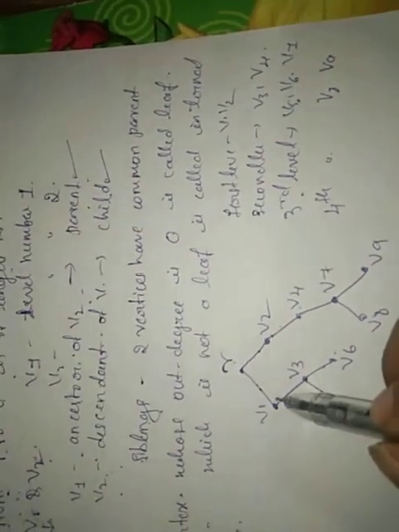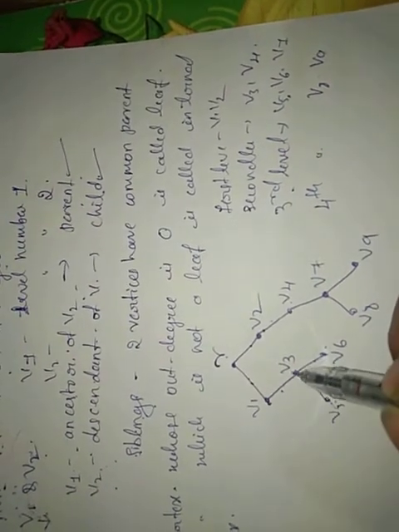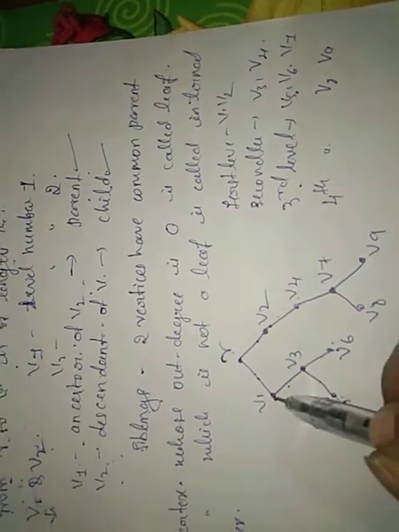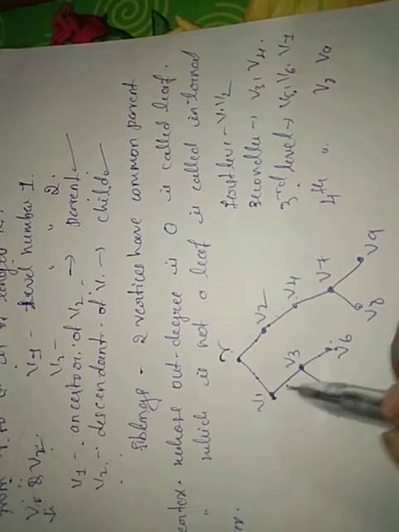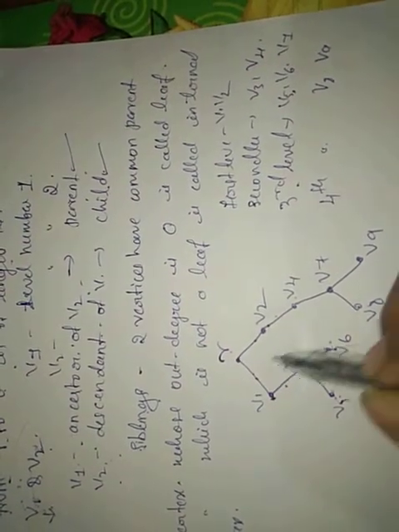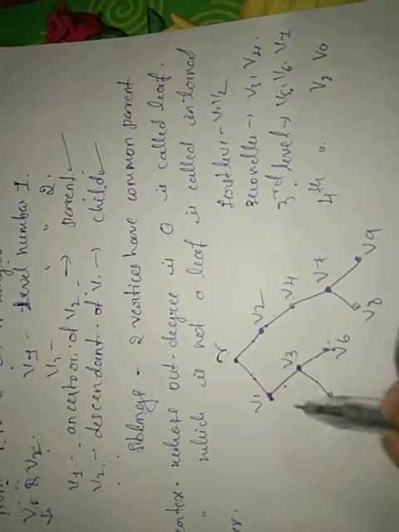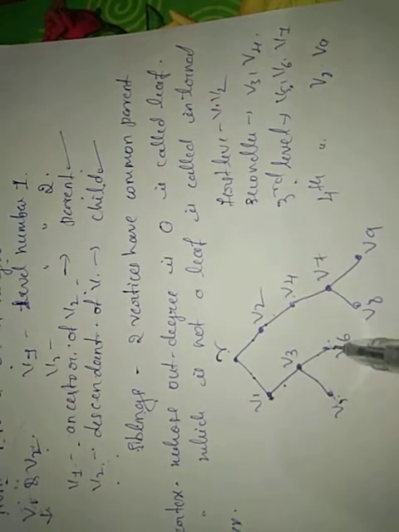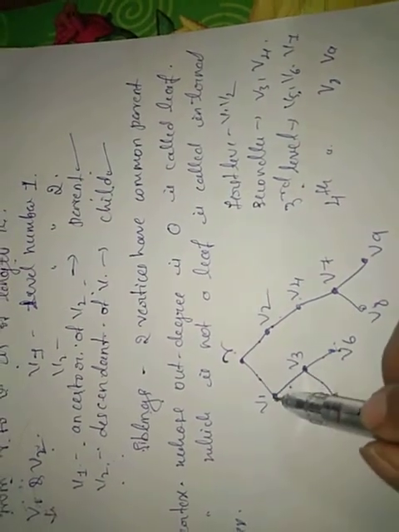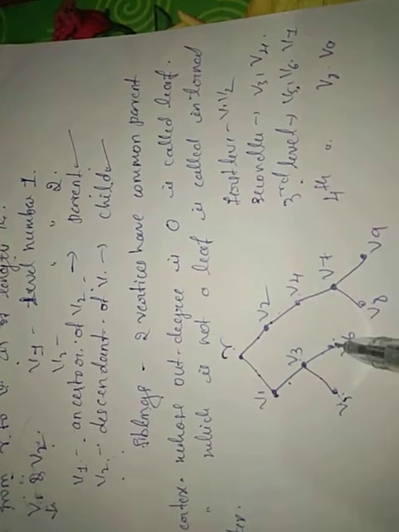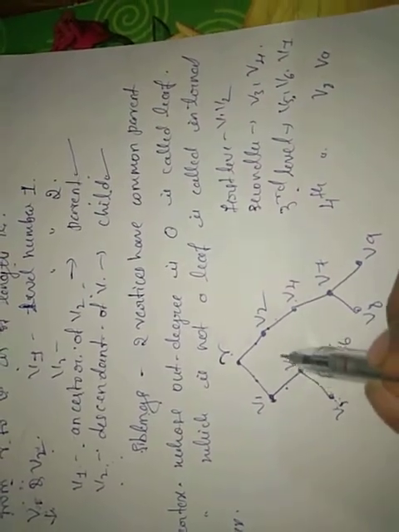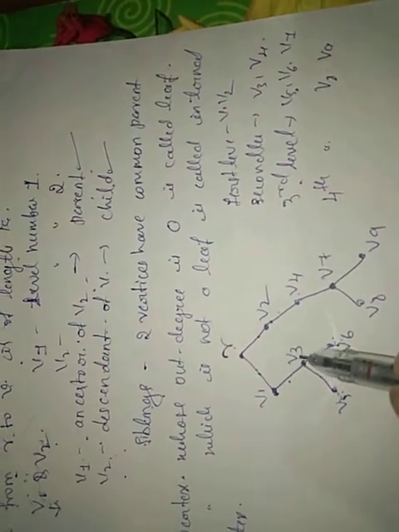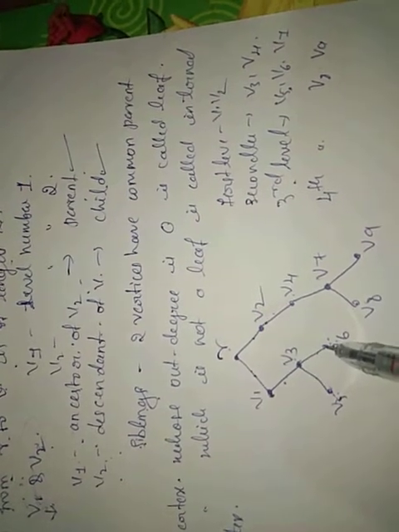Now V1 is the ancestor of V3, V5, V6, V7 because there is a path between V1 and V3, and also V1 and V5, and also V1 and V6. So there is a path between these vertices. If there is a path between these vertices, and V1 has a lower level number than V3, V5, V6, then V1 is an ancestor of V3, V5, V6. Similarly, V3 is the ancestor of V5 and V6. And V1 is a parent to V3. V3 is a parent to V5, V6.